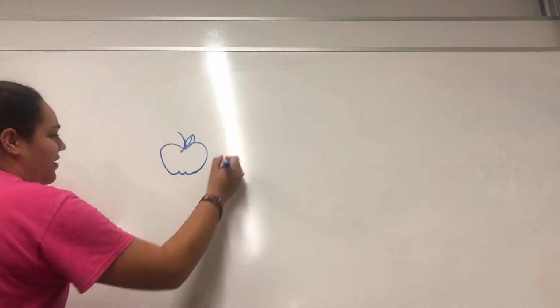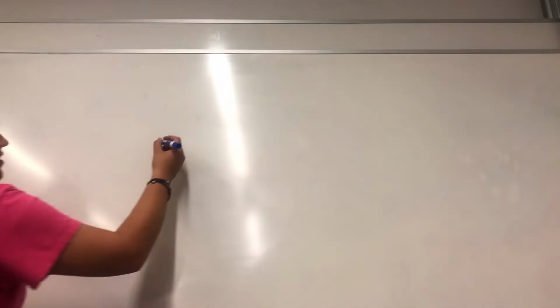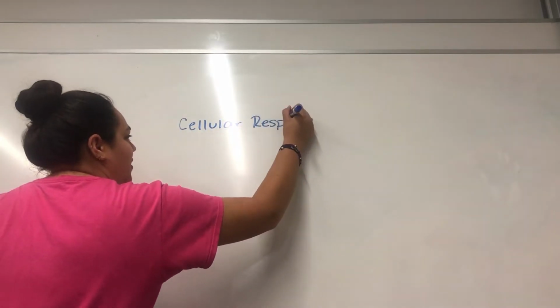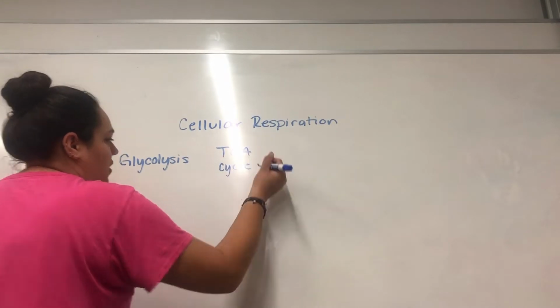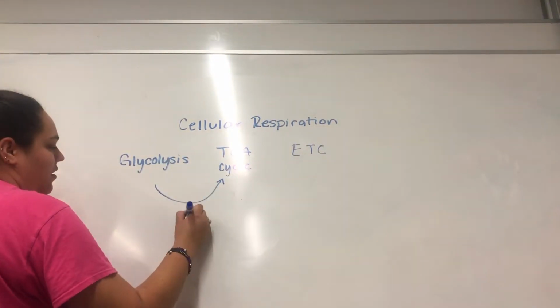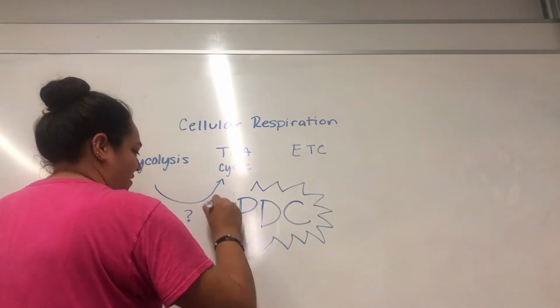You may have thought once or twice in your life, how does food really turn into energy in our bodies? It follows a process called cellular respiration, which has 3 steps: glycolysis, the TCA cycle, and ETC. But we're not going to focus on all the steps. We're just going to talk about our friend PDC.